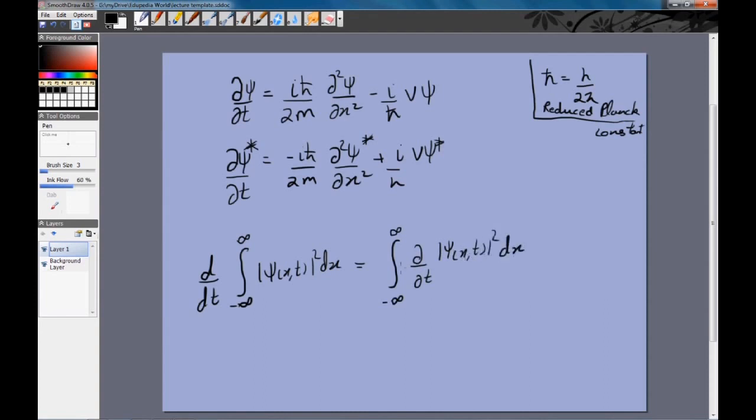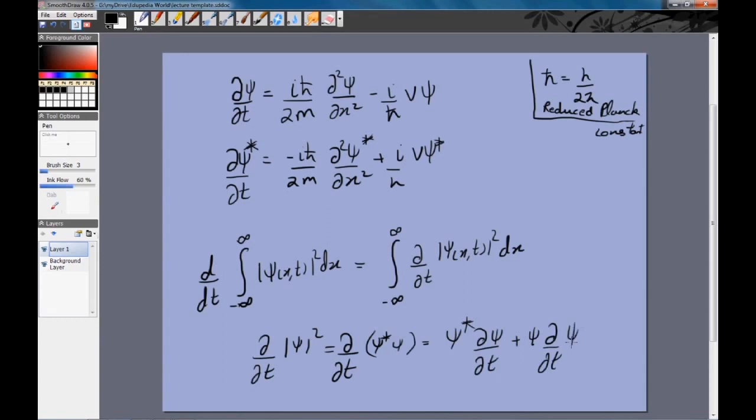Right. So we need to calculate this thing first, del by del t of mod psi squared. That is del by del t of psi star into psi. And that can be written as psi star del psi by del t plus psi del by del t of psi star according to the product rule. So we need to calculate this thing and we'll use these two equations. We'll multiply this by psi star, multiply this by psi, and add them, and we'll notice that this term and this term will get cancelled.